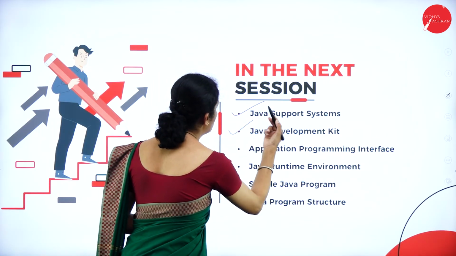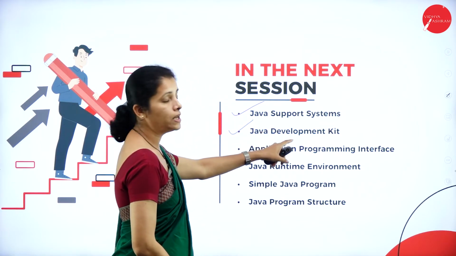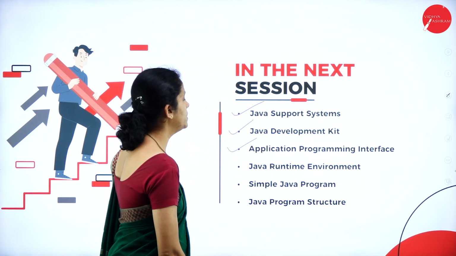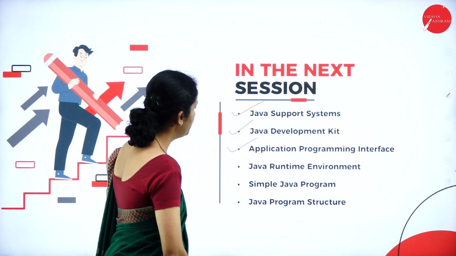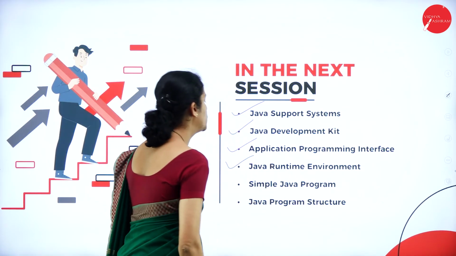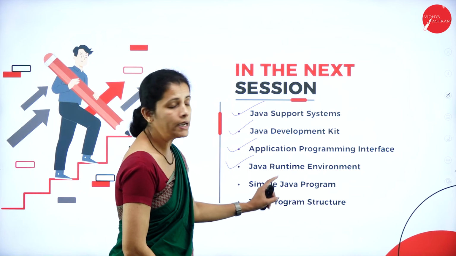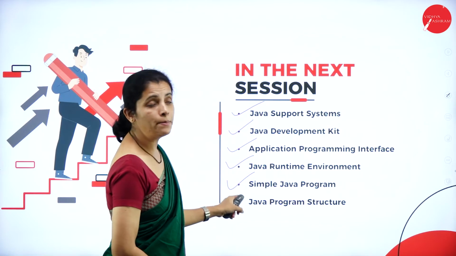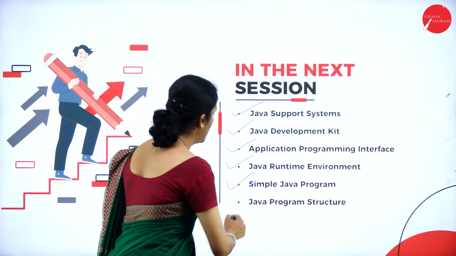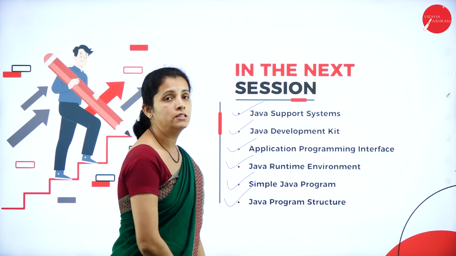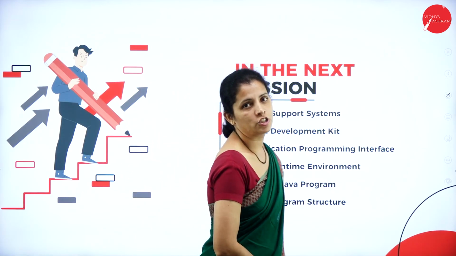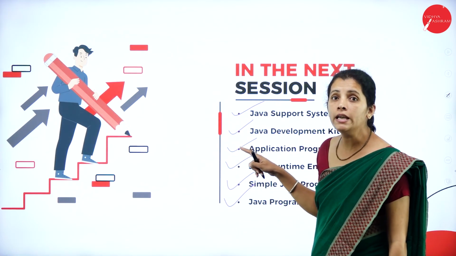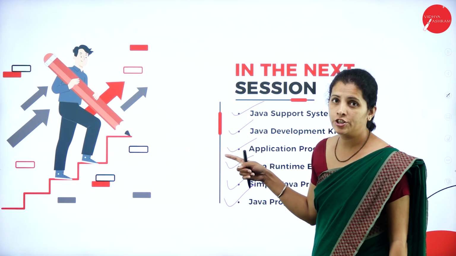Now, dear student, in my next session, I'm going to deal with the Java support system. Along with that, the Java Development Kit, the Application Program Interface, the Java runtime environment, a simple Java program, and the Java program structure. So these are the topics I'm going to deal with in my next session.